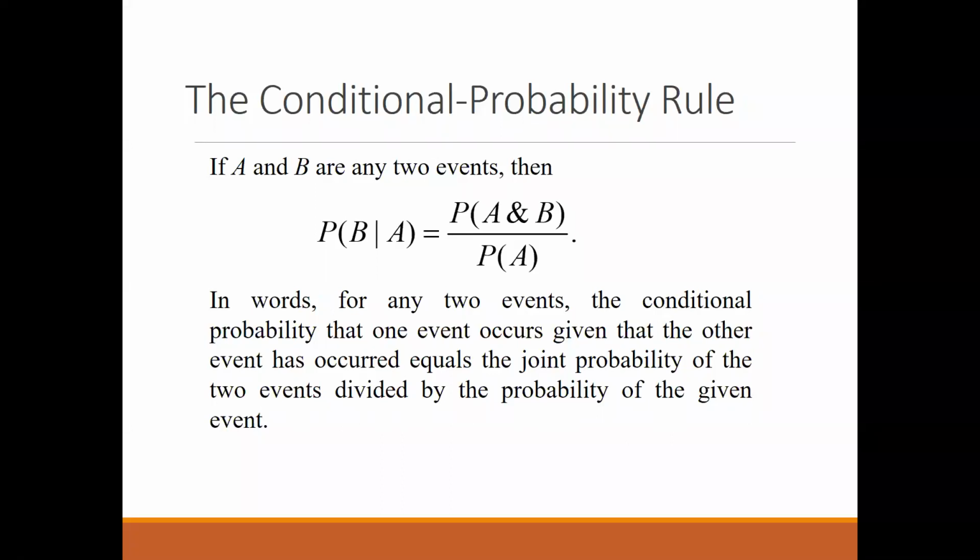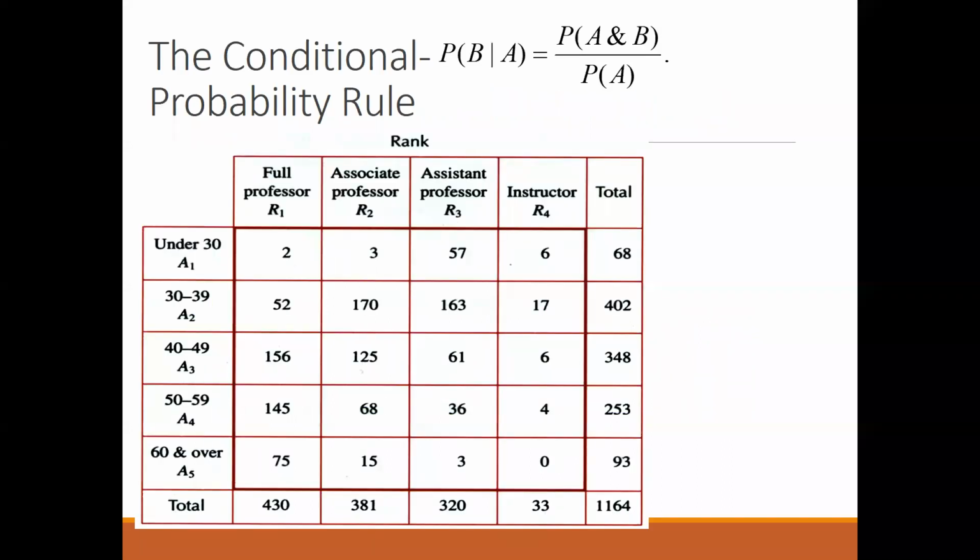So when you are reading in words, it is the conditional probability that one event occurs given that the other event has occurred, equals the joint probability of the two events divided by the probability of the given event. Okay, if you have noted down this formula, let us go ahead. Now, this is my table again. Fine, you can refer to this table while giving the answers.